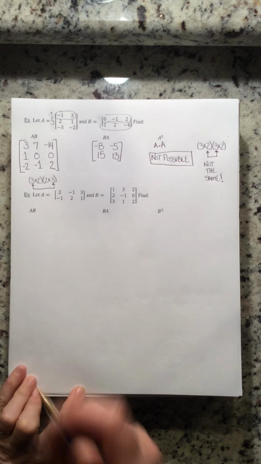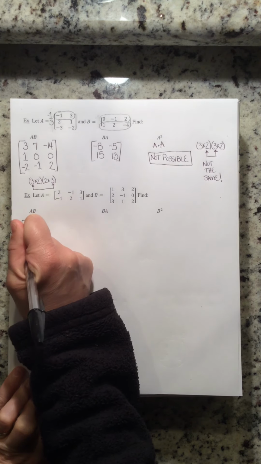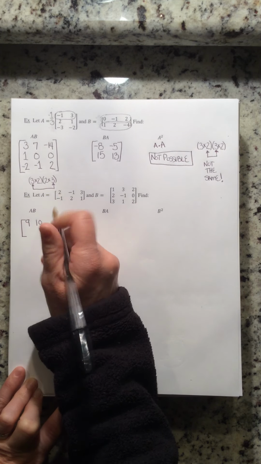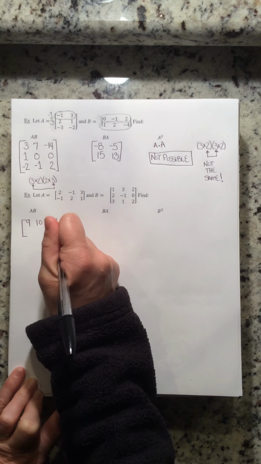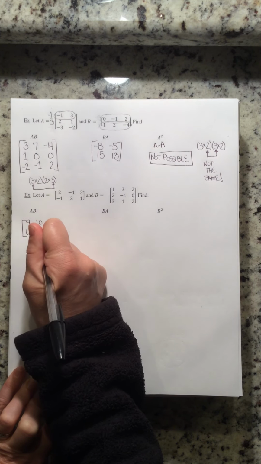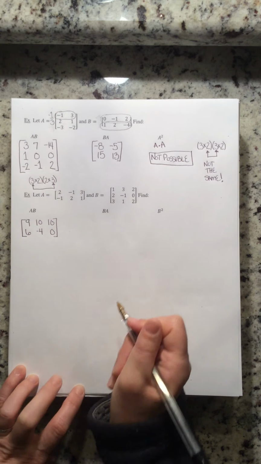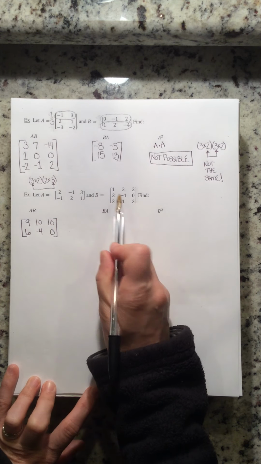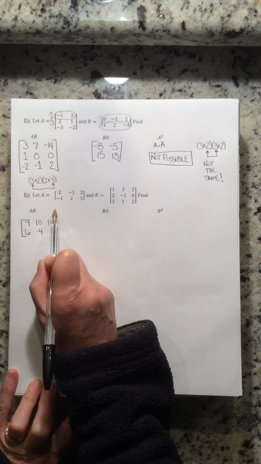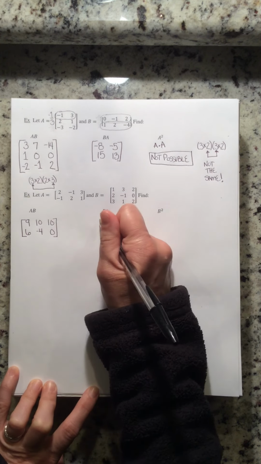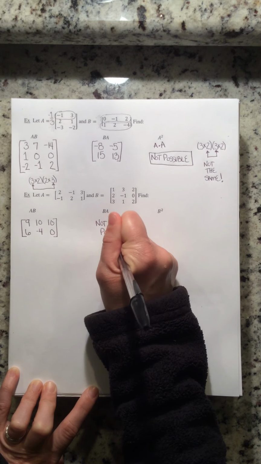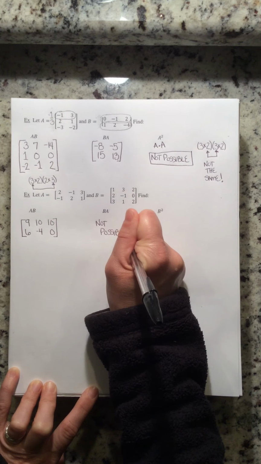Okay, hopefully for matrix AB, you got 9, 10, 10, 6, -4, 0. BA, if I take that 1, 3, 2, 1, 3, 2, and try to write it out front, things do not line up. So BA is again not possible.